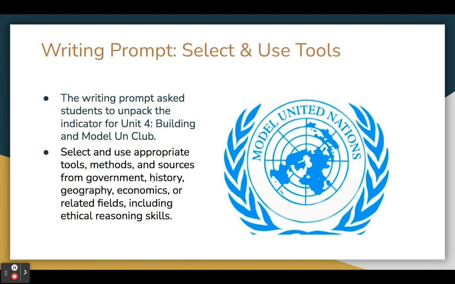We began with a writing prompt that asked students to unpack the indicator for Unit 4. Unit 4 is called Building a Model UN Club. And the indicator we unpacked was about selecting and using appropriate tools, methods, and sources from government, history, geography, economics, or related fields, including ethical reasoning skills.